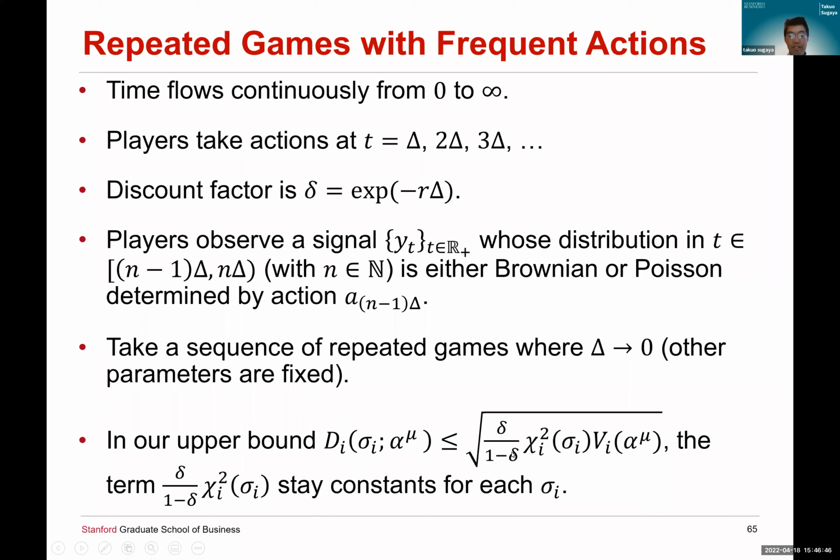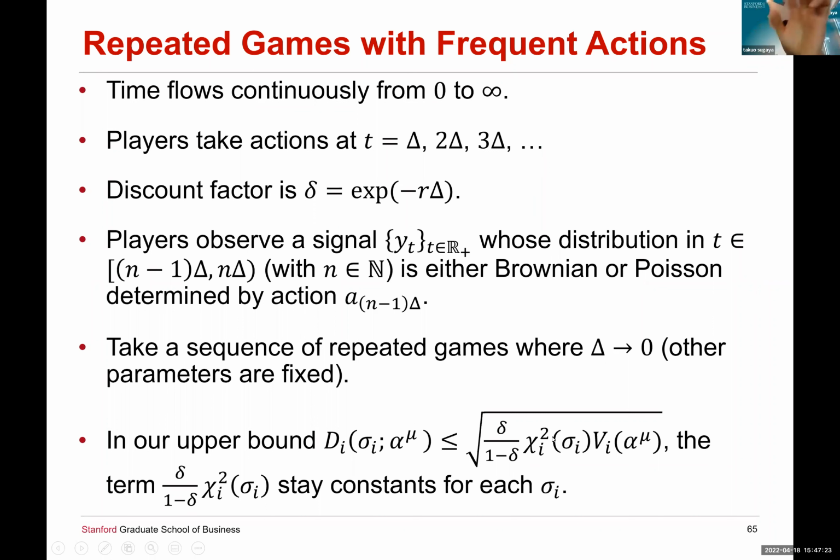This term, the discount factor and the precision of the monitoring stay constant for each deviation, so the limit is well defined, and we can show that it's nicely converging to that limit when we take a discount factor going to zero. So this suggests that we are capturing the trade-off between discount factor and monitoring reasonably well, because otherwise, if we take a limit where delta goes to zero, something funky might happen, but it's not the case. And the limit of this one is well defined.